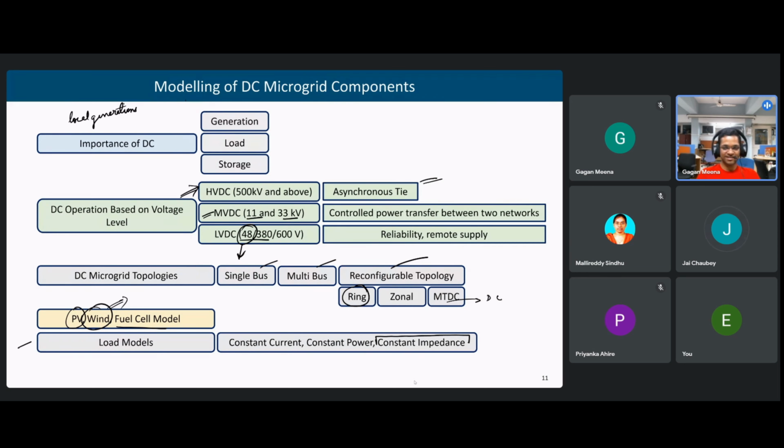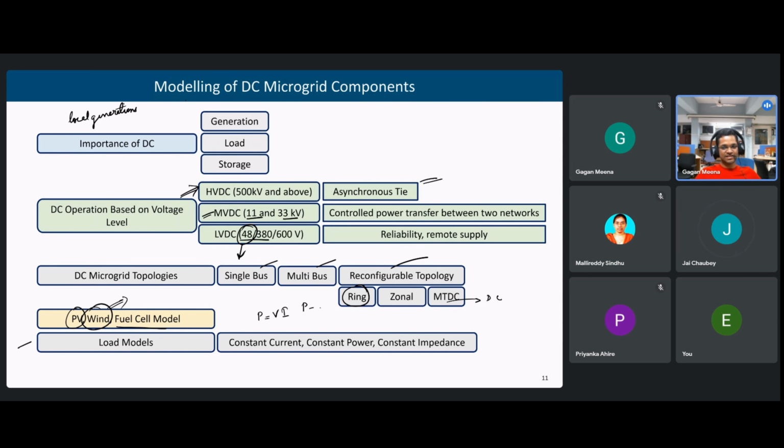So there the impedance is constant, and the power changes as the voltage changes. The power output will change as the voltage input varies. Since voltage is not always constant, there are some minor or major fluctuations, and based upon that, the power output will change.